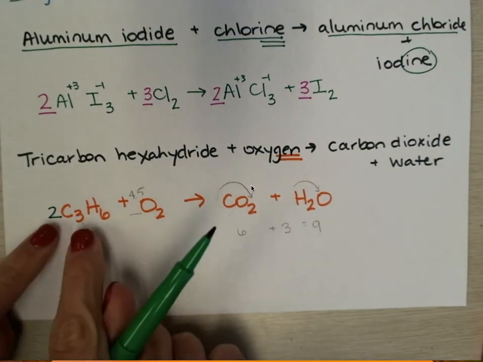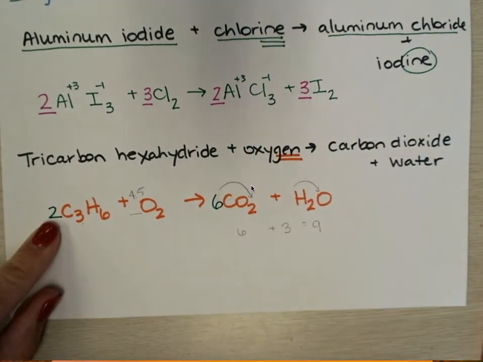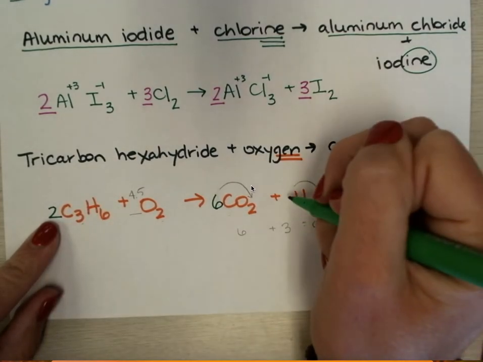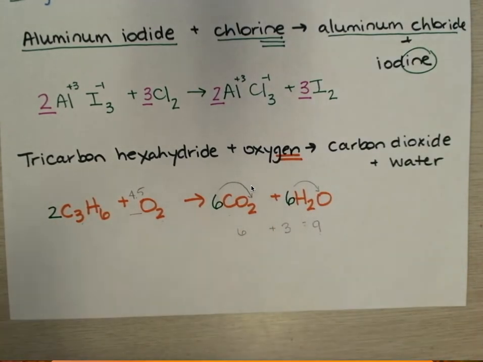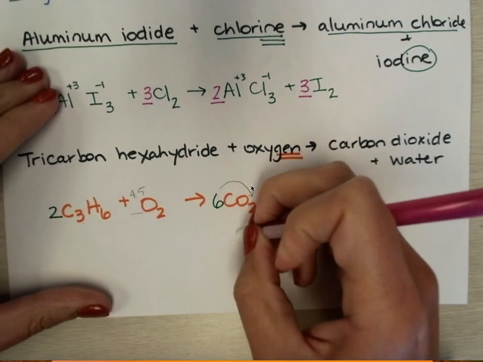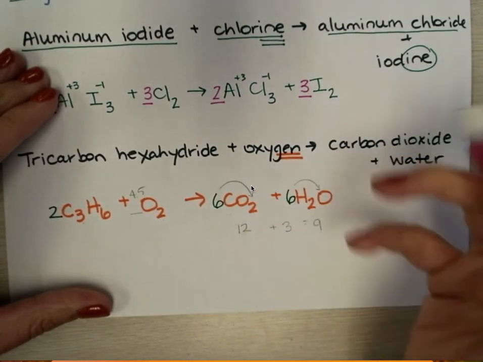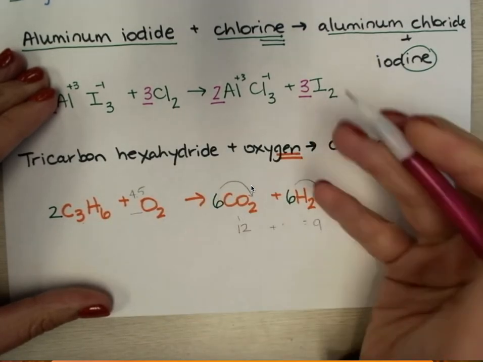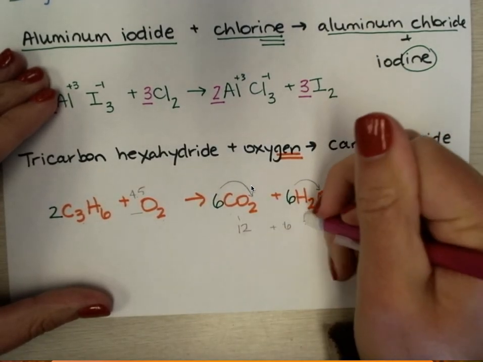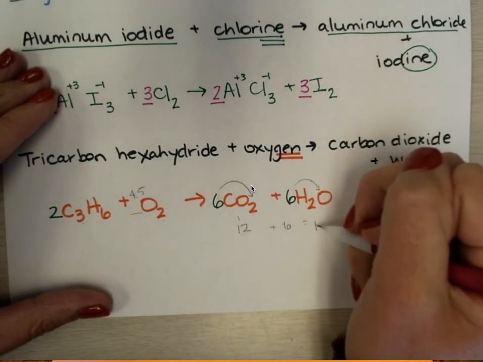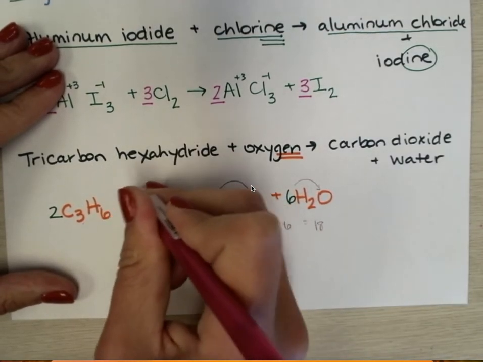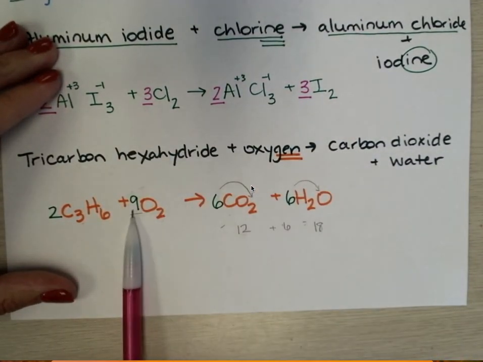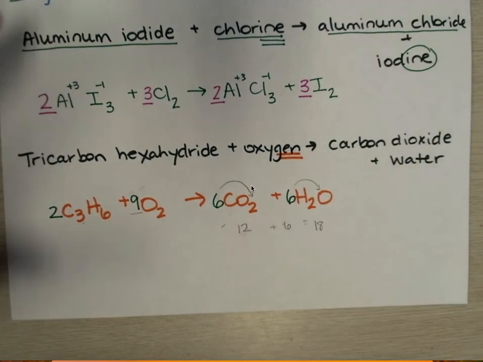Now 2 times 3 is 6 carbons, and 2 times 6 is the same as 6 times 2 hydrogens. But now I've got 6 times 2 oxygens here is 12, and 6 times 1 is 6, and 12 plus 6 is 18. Because when we double 9, we doubled everything, so we doubled literally all the numbers. I know that 9 times 2 gives me 18. So I get 18 oxygens on this side and 18 oxygens on that side.